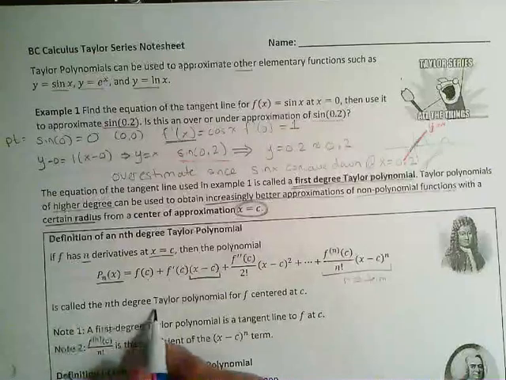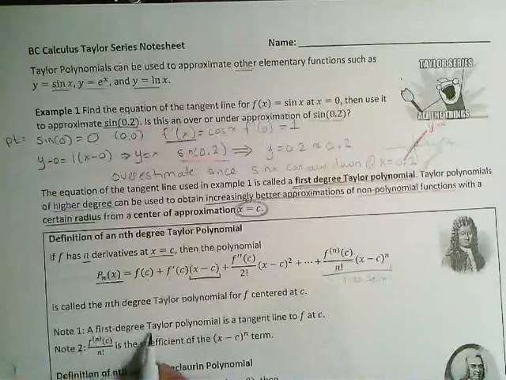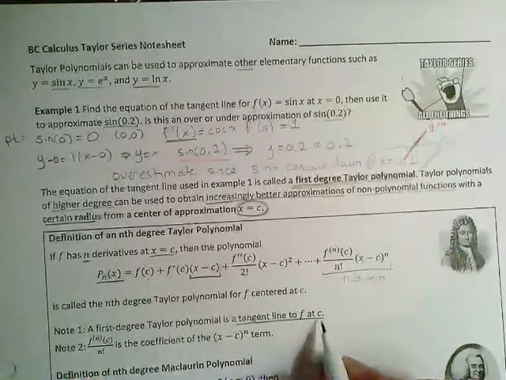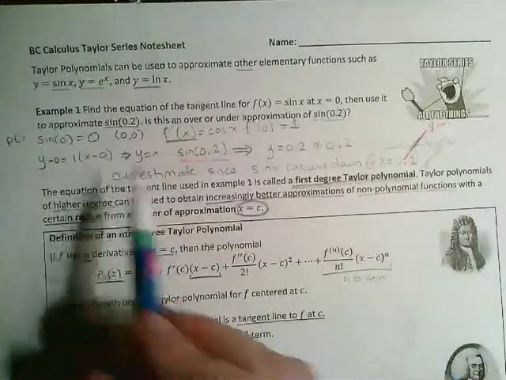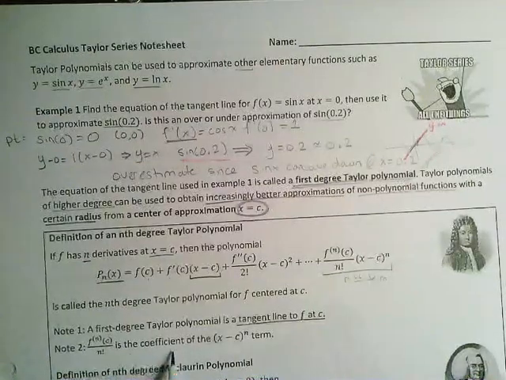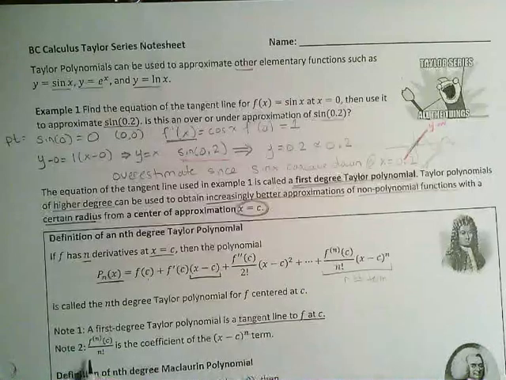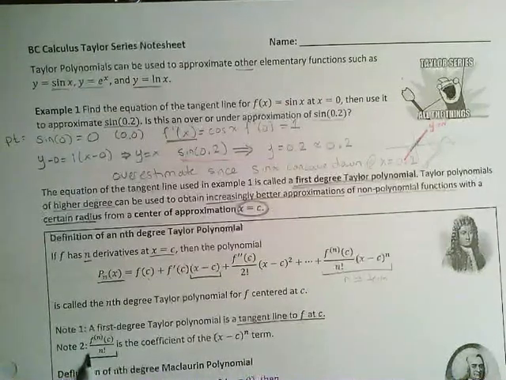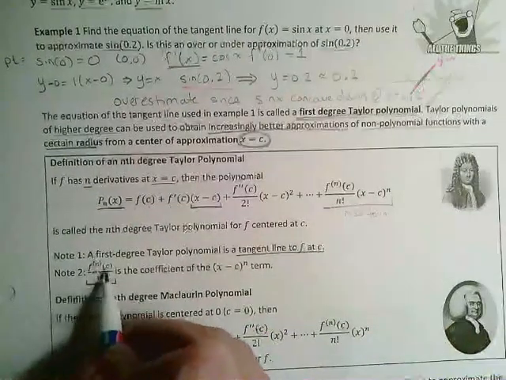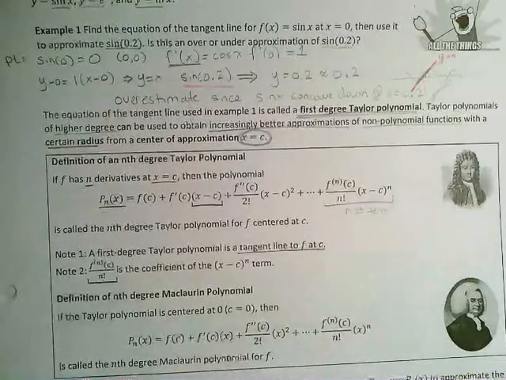And this is called the nth term Taylor polynomial for f centered at c. So note, a first degree polynomial is a tangent line to f at that point c. So that's what we did here. And another note, the nth term is the coefficient of (x minus c) to the n term, because this right here is essentially just going to be a number. Once you actually find the derivative and plug in c, it is a number.